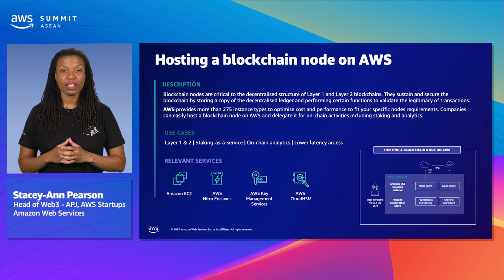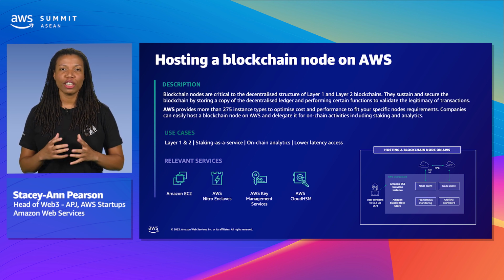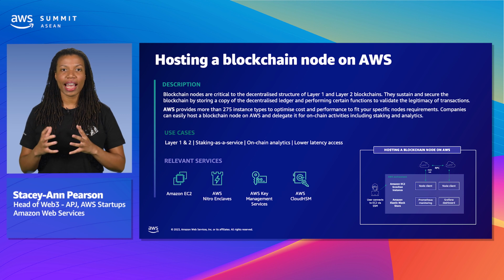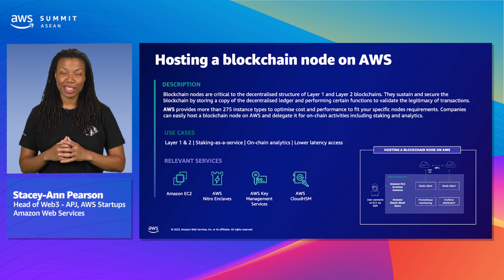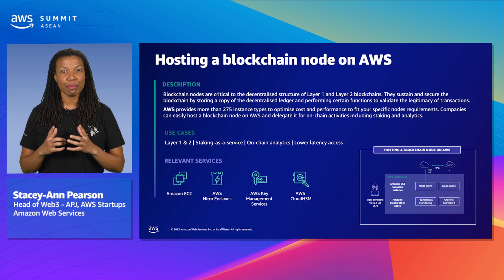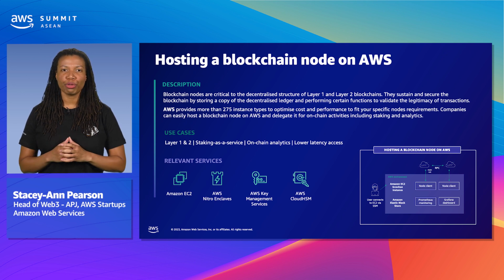The most common use cases where this solution is needed include Layer 1 and Layer 2 ecosystems, digital asset staking as a service, on-chain analytics, and sensitivity to latency. The relevant services for hosting a blockchain node are Amazon EC2, AWS Nitro Enclaves, AWS Key Management Services, or KMS, and AWS CloudHSM. Take a moment to review the diagram on how the relevant pieces fit together.